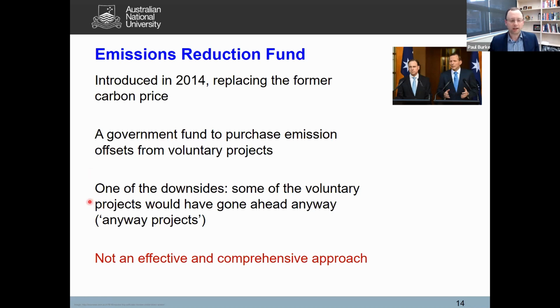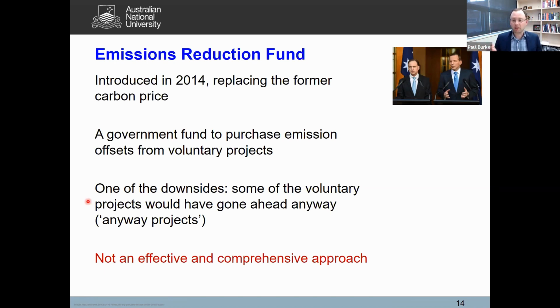One of the big downsides, and happy to follow up on email or anything about this, is that some of those voluntary projects, not all of them, but some of them, most likely would have gone ahead anyway without this government funding coming into it. For some of the voluntary projects, this government scheme is very attractive because it's possible to be paid a bit of a premium or top up for their project that they were planning to implement.